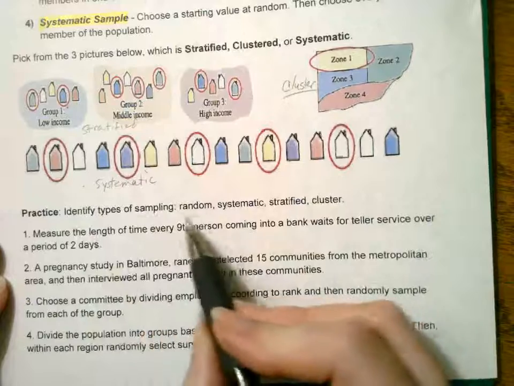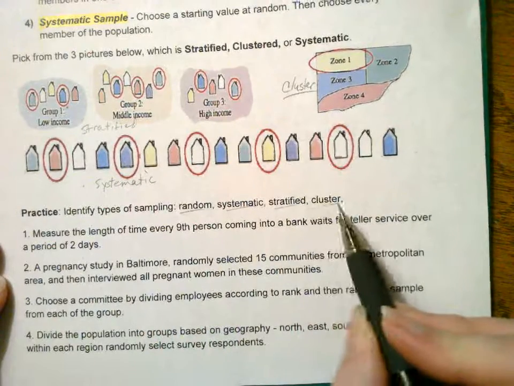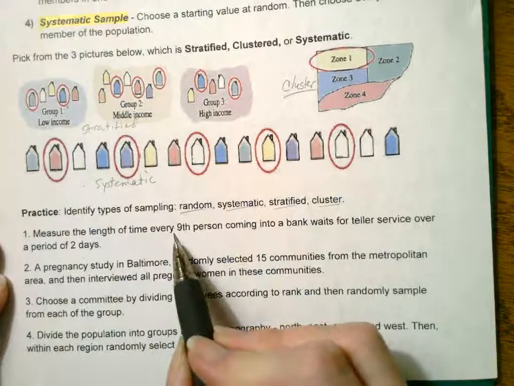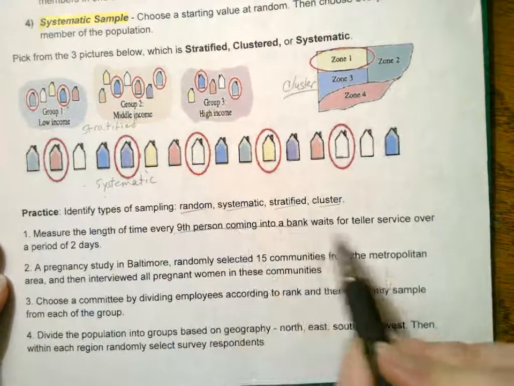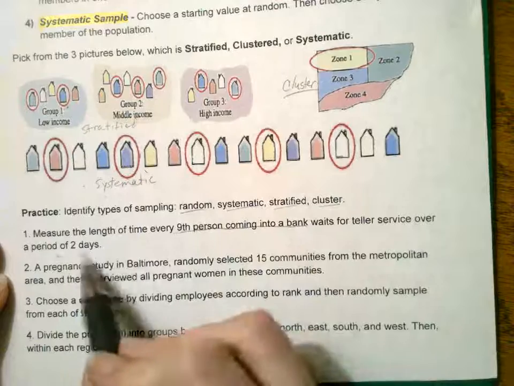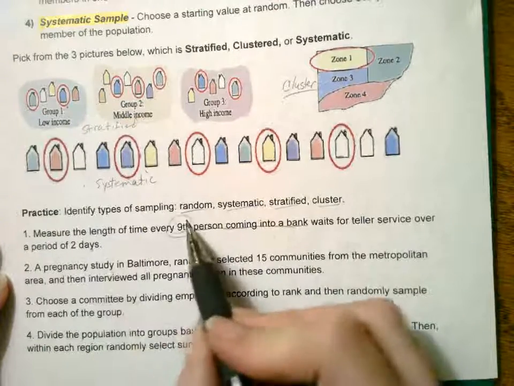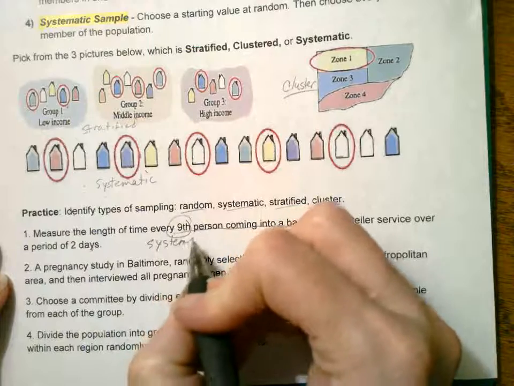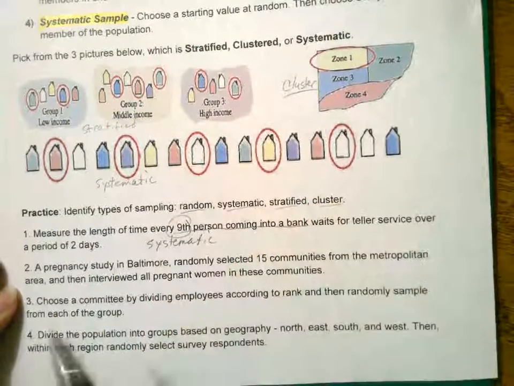Okay? So let's practice this down at the bottom here. Identify the types of sampling: random, systematic, stratified, or clustered. Measure the length of time every 9th person coming into the bank waits for a teller for service over a period of 2 days. Every 9th, that is systematic, right?